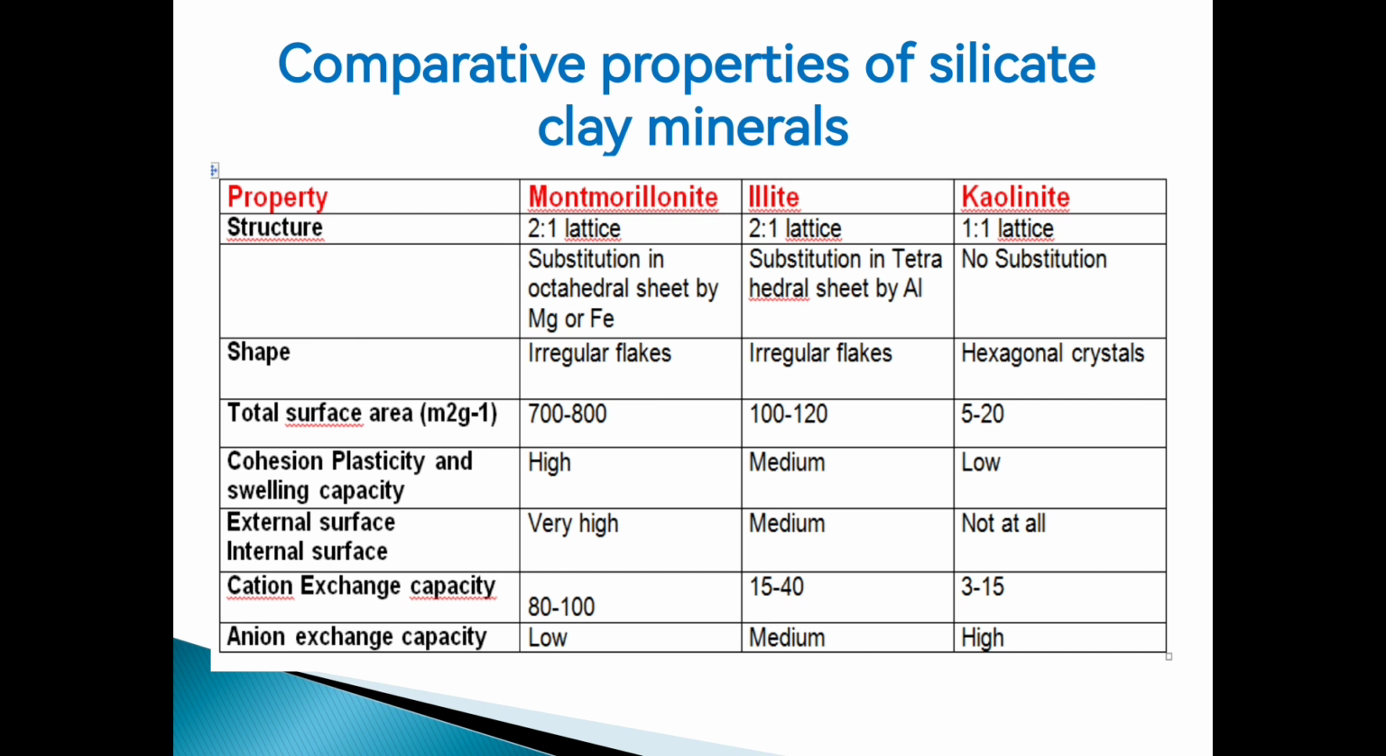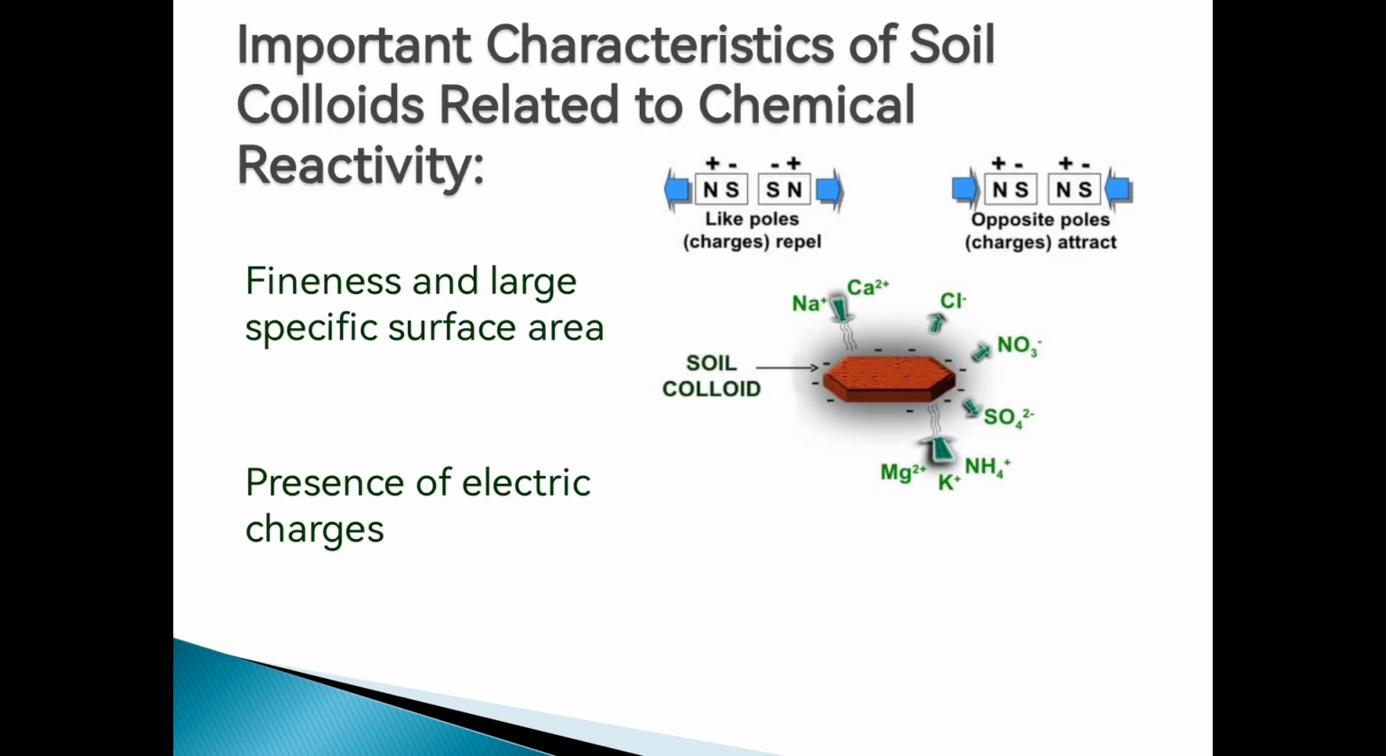And because of those properties, Montmorillonite and Vermiculite have higher cation exchange capacity. Illite has 15 to 40, and Kaolinite has very low cation exchange capacity. Montmorillonite has low anion exchange capacity. Illite has medium, and Kaolinite has high anion exchange capacity. So this is the comparison of these different kinds of clay colloids.